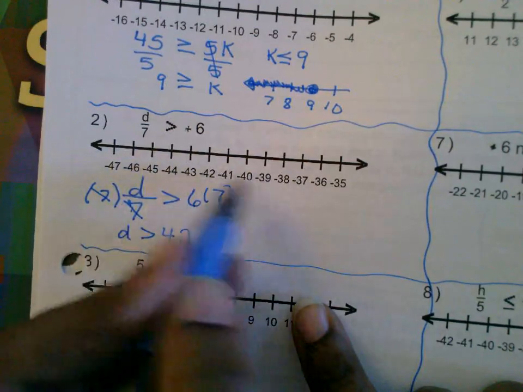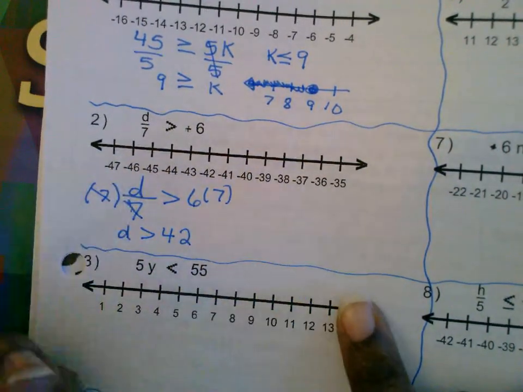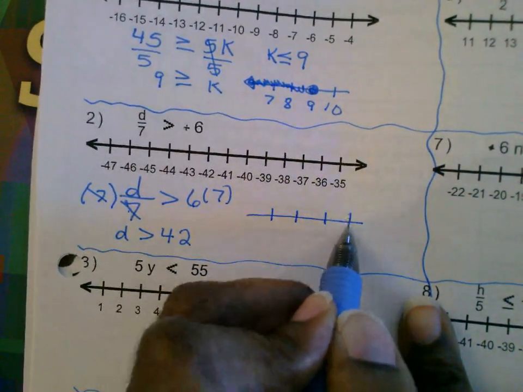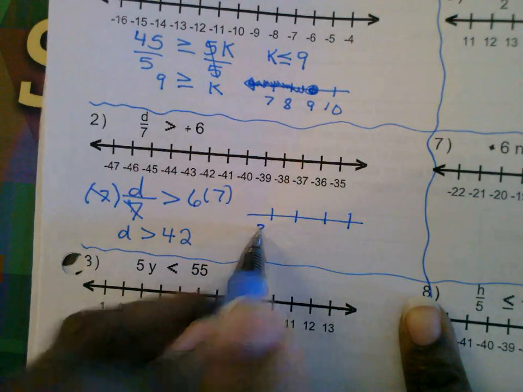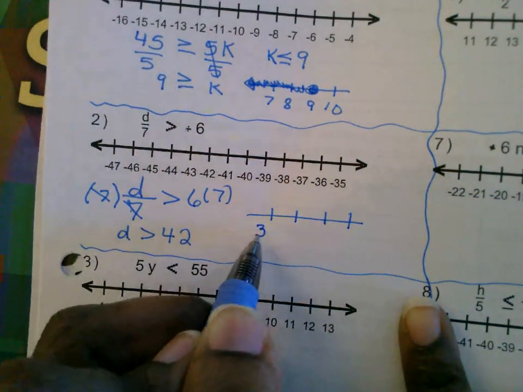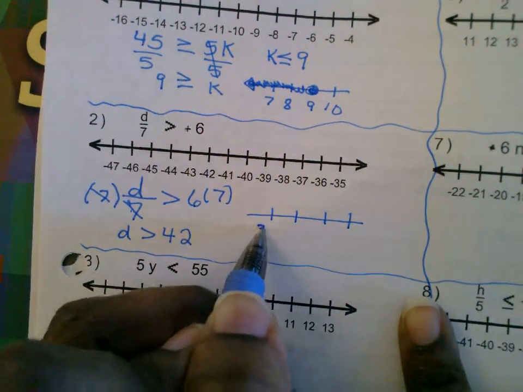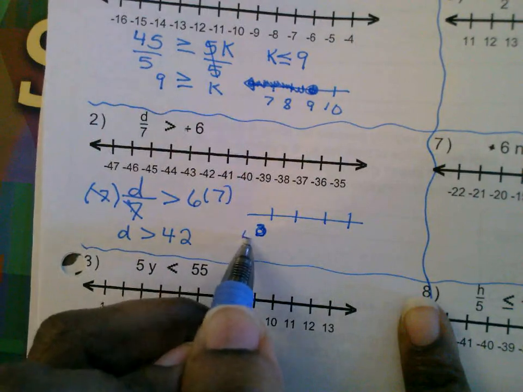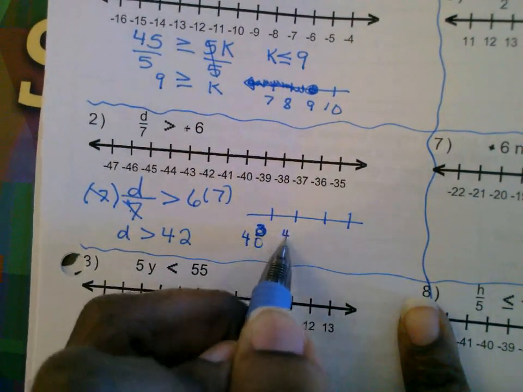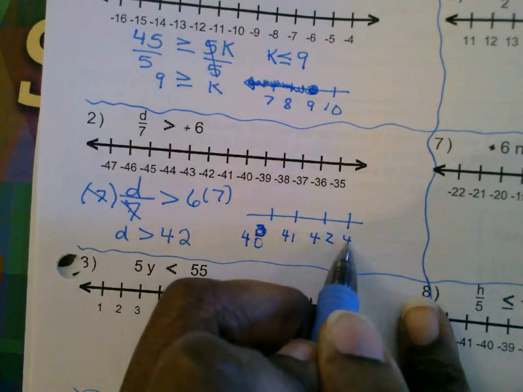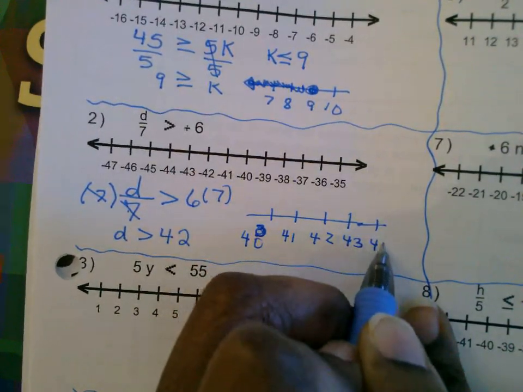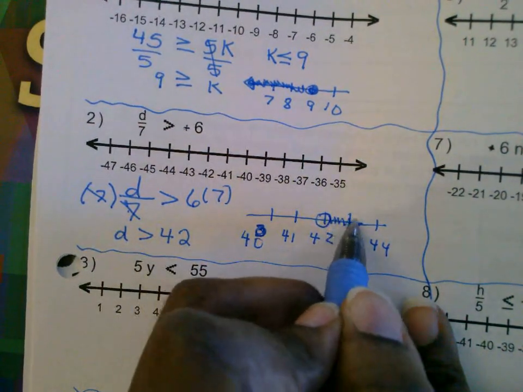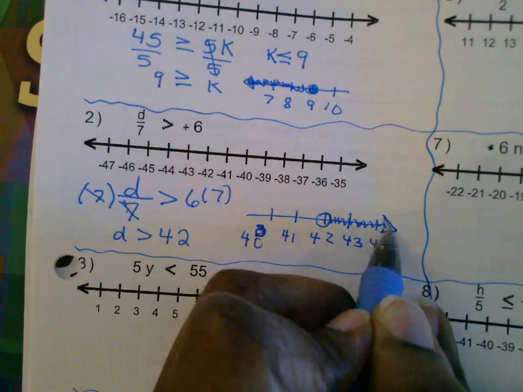Don't use this number line because it's negatives and the numbers are not in the right order. So we'll draw our own number line. I should have started at maybe 40. Do they have a number line on the test? Yes, I think so. Open circle on 42. Shade to the right.